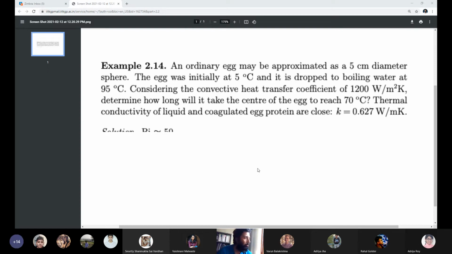So the R coordinate equals 0. That means the location where you have to find the temperature is R equals 0, that means zeta equals 0. And they are asking what will be the time when the center of the egg reaches 70 degrees centigrade. So at that location, the temperature T is given, T ambient is given. So we get theta. Basically theta and zeta both are given and time is being asked.